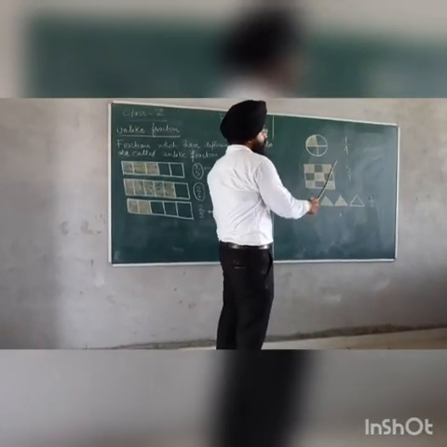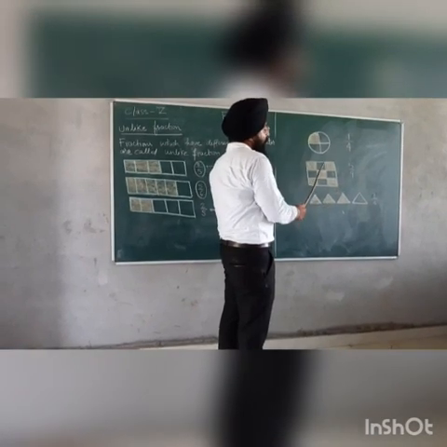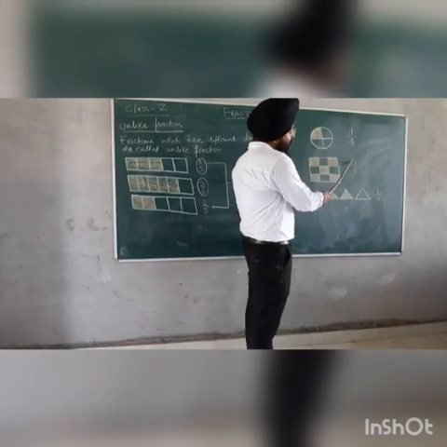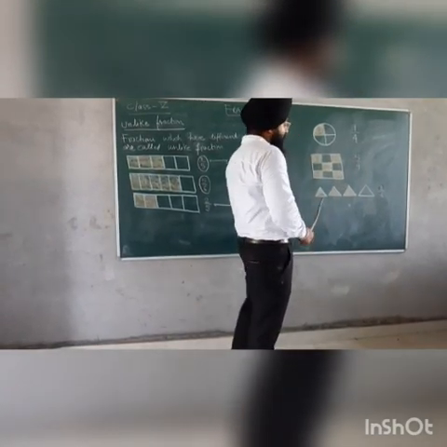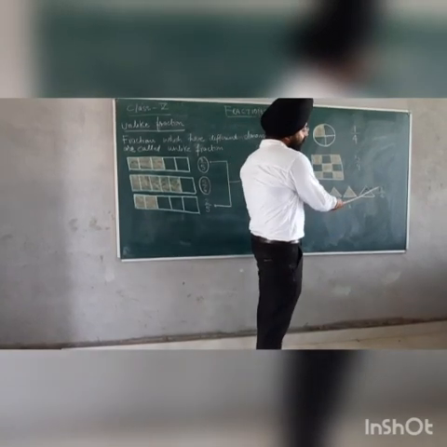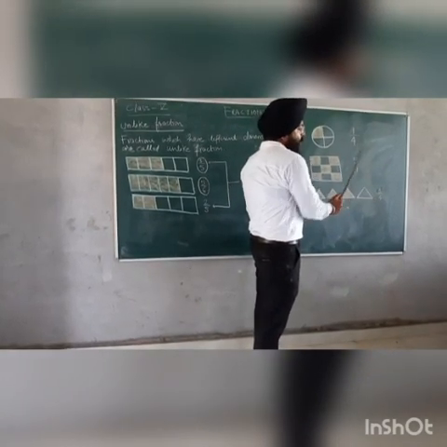And in this square, how many squares are shaded? 5 squares are shaded out of 9. So the fraction is 5 by 9. And in these triangles, how many triangles are shaded? 3 triangles are shaded out of 4.